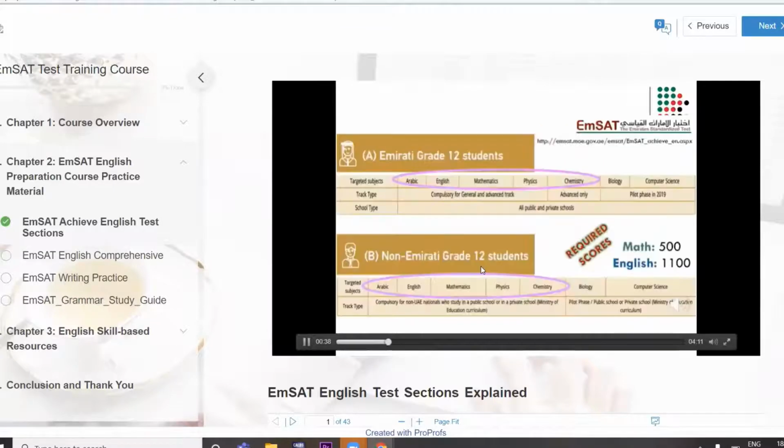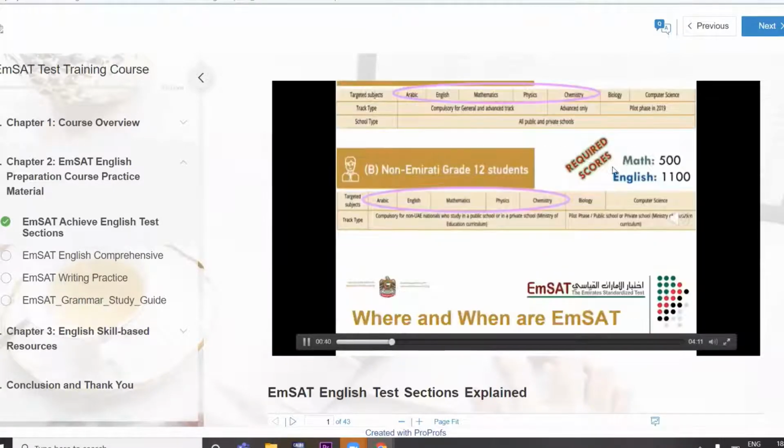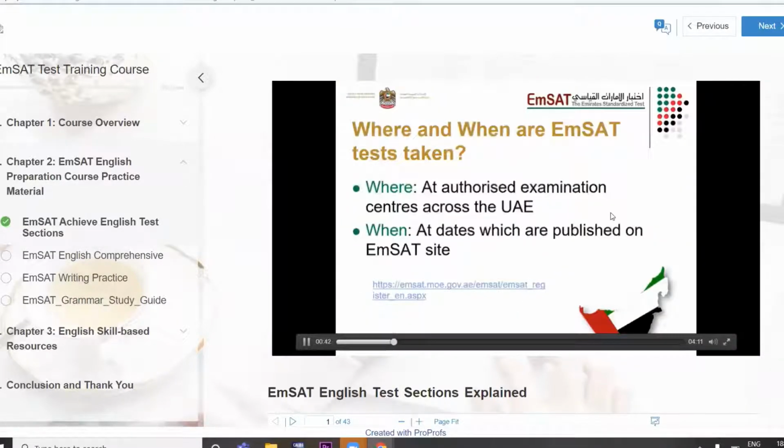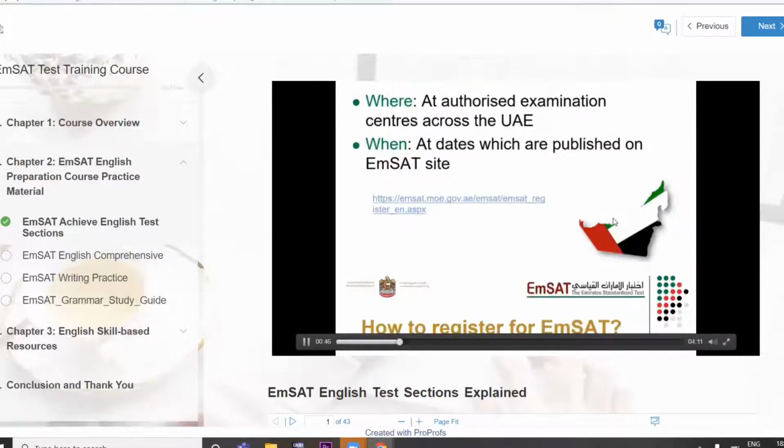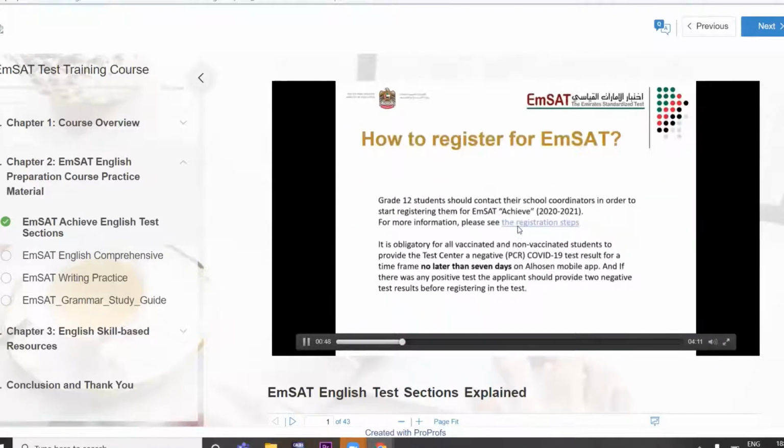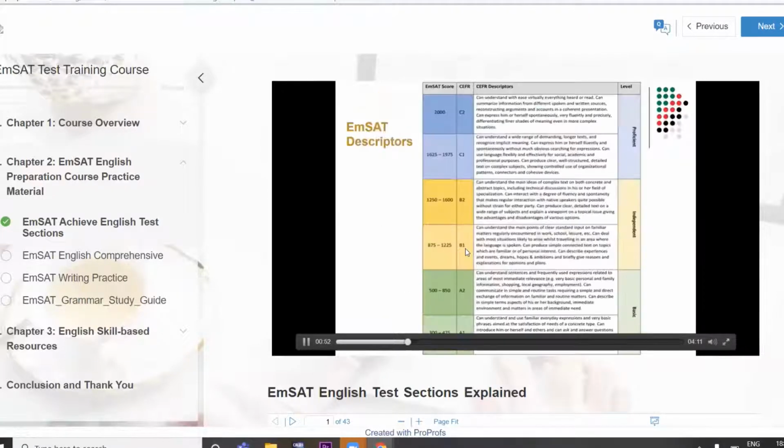You can log into the MOE website so that you are able to register an appointment for the EmSAT. How to register? Just log into the registration website on the MOE. And here, this is very important, the descriptors. You said you need a score of over 1,900, is it right? Yes.